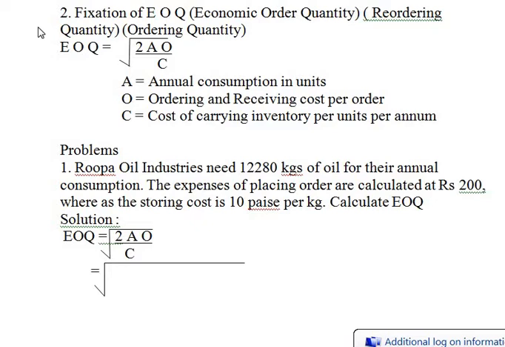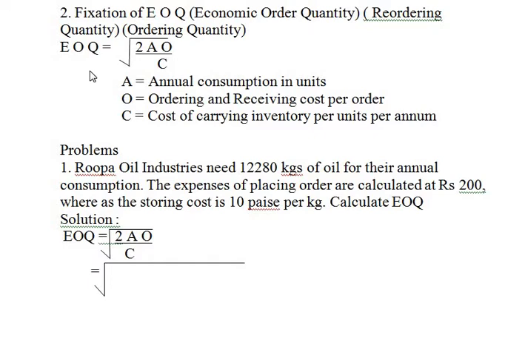Now there is a formula to calculate this. EOQ is equal to root of 2AO divided by C. Now A means annual consumption in units. This also will be given in the problem. O means ordering and receiving cost per order. This also will be given in the problem. C means cost of carrying inventory per unit per annum. This will also be given in the problem. You just need to apply the formula, put in the right figures and calculate it. We'll see one of the problems.